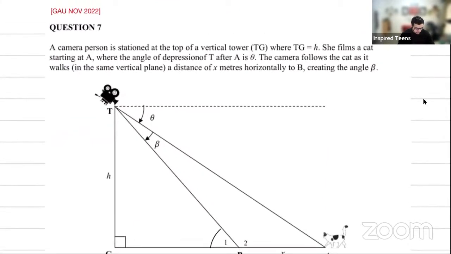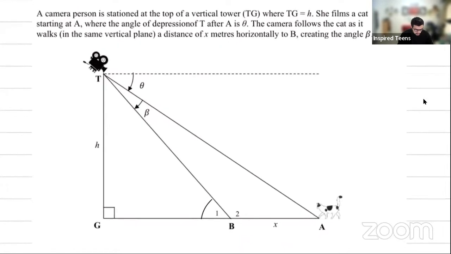Question 7. A cameraman is stationed at the top of a vertical tower, where TG is equal to H. Of course we're going to follow regular procedure: everything that's in the question needs to be in the diagram. In this section, I'm calling it application of trig, but maybe it's called 2D/3D trig, because we are working with 2-dimensional or 3-dimensional diagrams and the situations they pose us in. So you have to really try your best to understand. You have to read the question. Understanding what's happening in the question is very important.